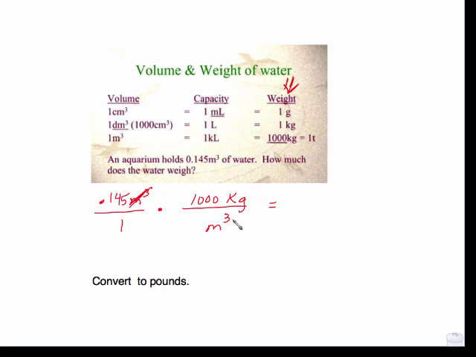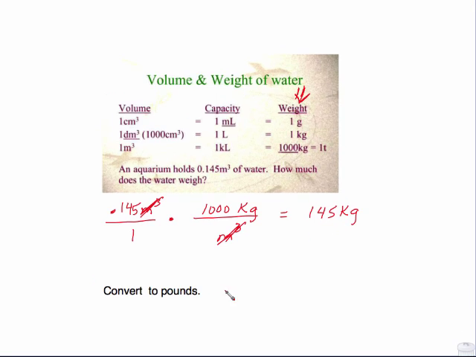So I multiply, and the cubic meters disappears. 0.145 times 1,000 is 145 kilograms. That is its weight in kilograms. Now it's asking us to convert this answer, which was 145 kilograms, to pounds.